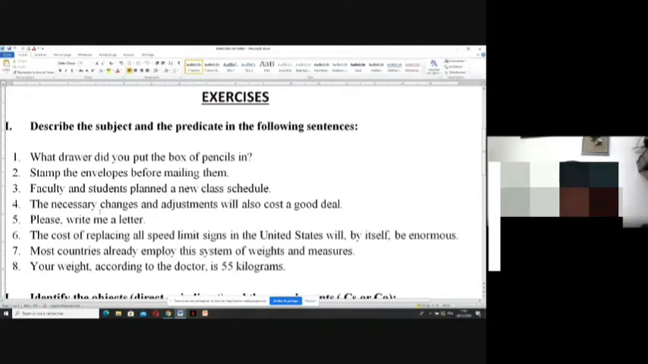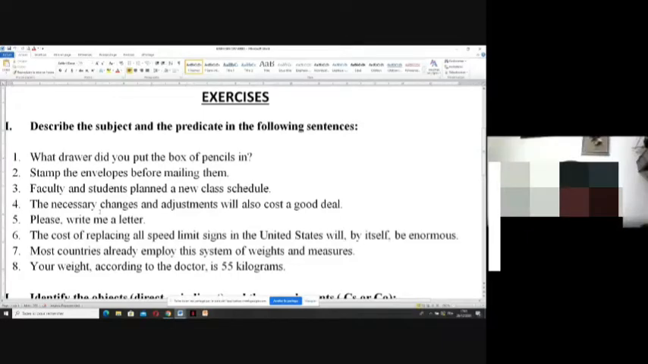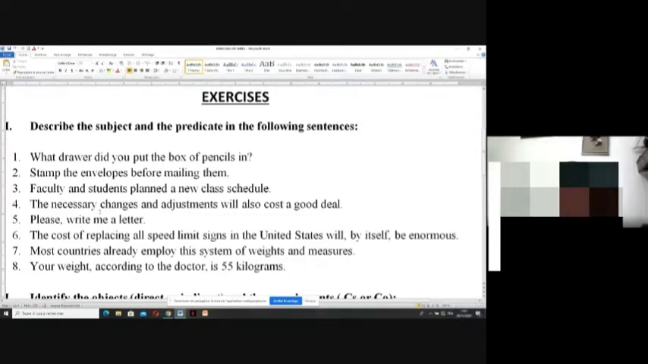Next, number 7. Most countries already employ this system of weights and measures. Most countries is the subject, and employ this system of weights and measures is the predicate. Yes, okay, good. Next.